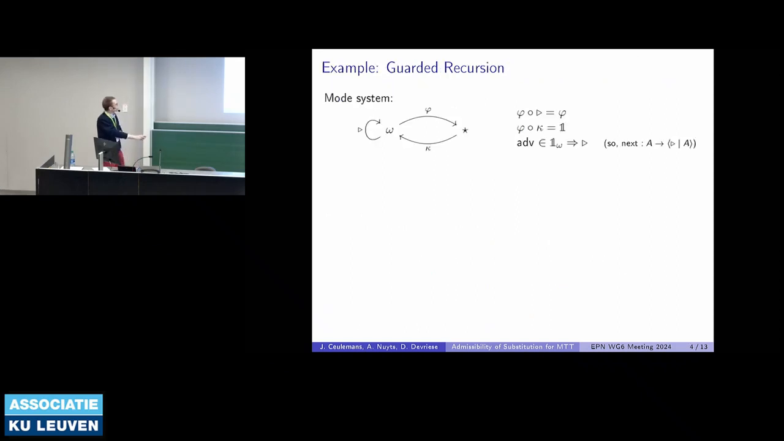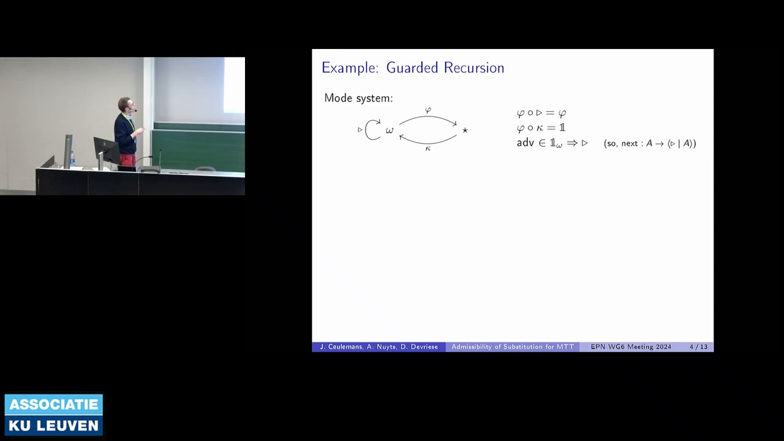So let's head back to guarded recursion. Now we can instantiate this framework MTT with a mode theory to obtain a guarded recursive type theory. And this will be the mode theory. So we have 2 modes, a mode omega and a mode star. To make the connection with the previous presentation, you can think of this as being a world where there is 1 clock and this as being a world where there is no clock at all, right?